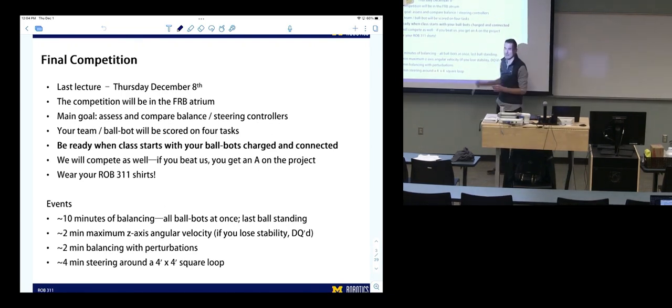So the main goal, we want to see how well does your system work? How well can it balance? How well can it spin? How well can it steer? And when class starts, try to be in the atrium with your ballbot charged and on and connected. And then we'll go from there. So that's going to be how we start that off.